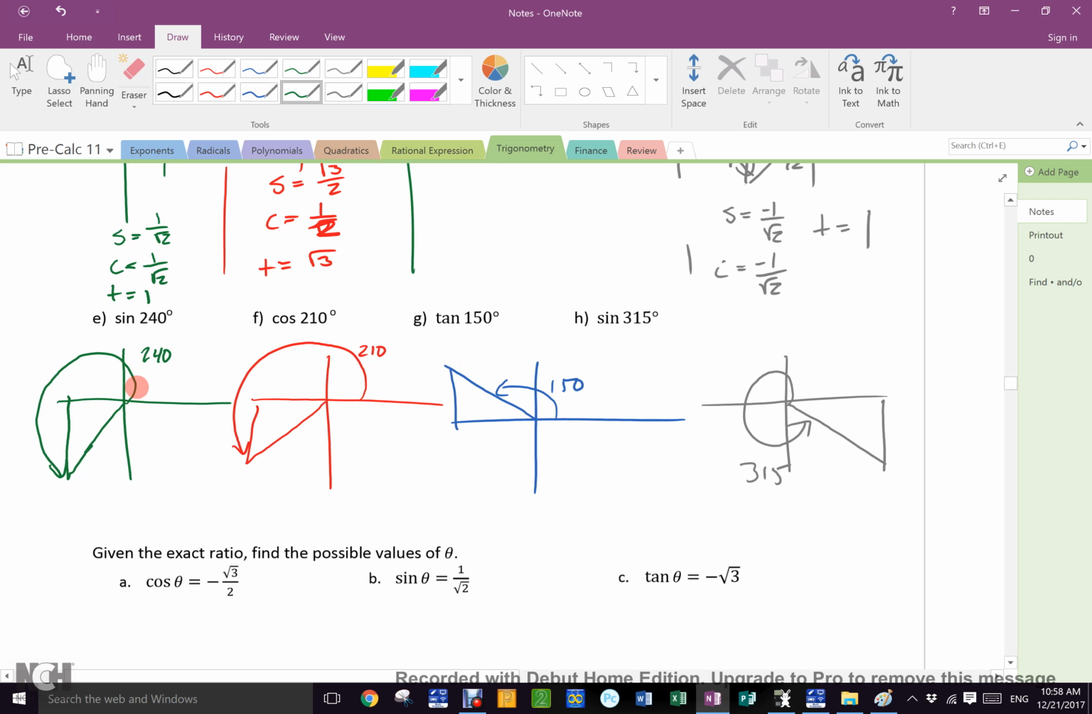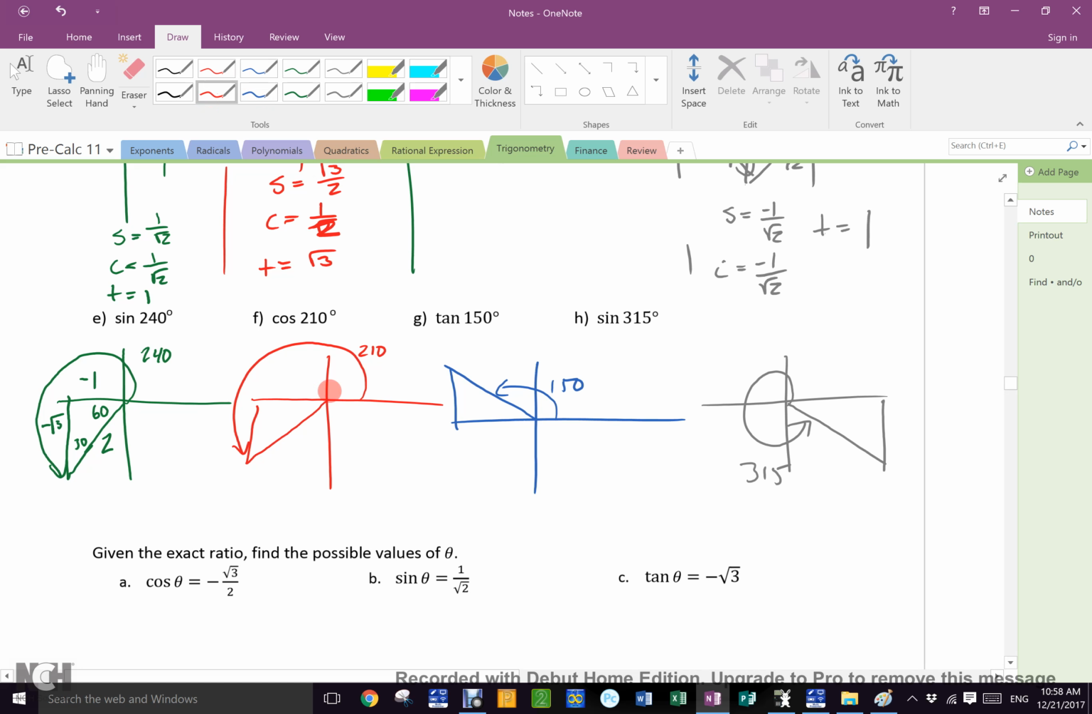Okay. So if I go all the way around and that's 240, what's this? 60, which means that's 30, which means what's across from 30? 1, but it has to be negative 1 because I'm going left. What's across from 60? Root 3, but it's got to be negative because I'm going down here. What's the hypotenuse? 2. Can I leave the fractions to you guys? Is that cool? All right.